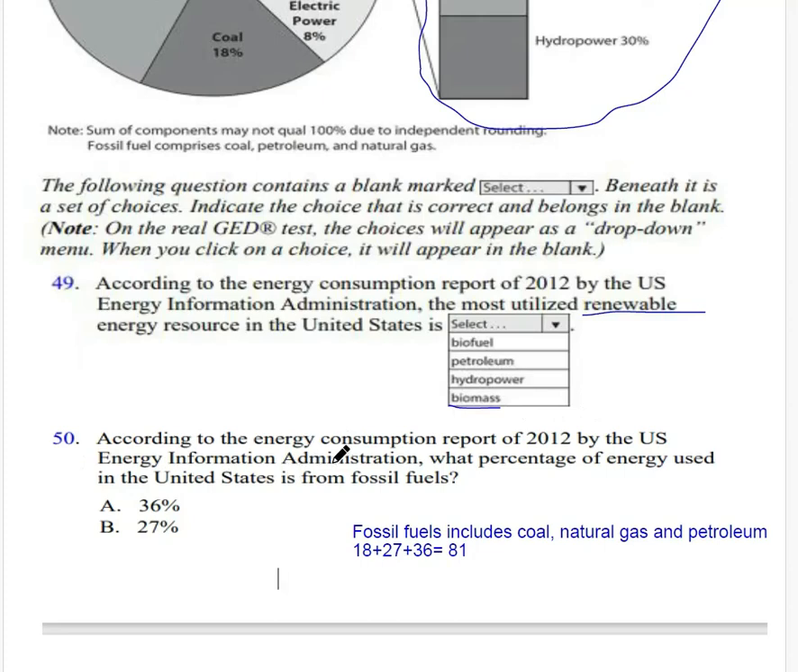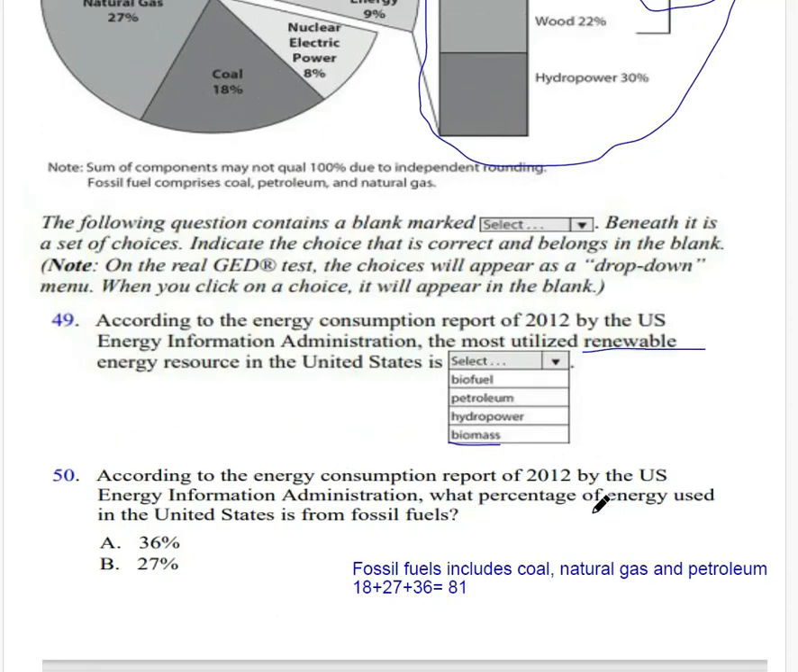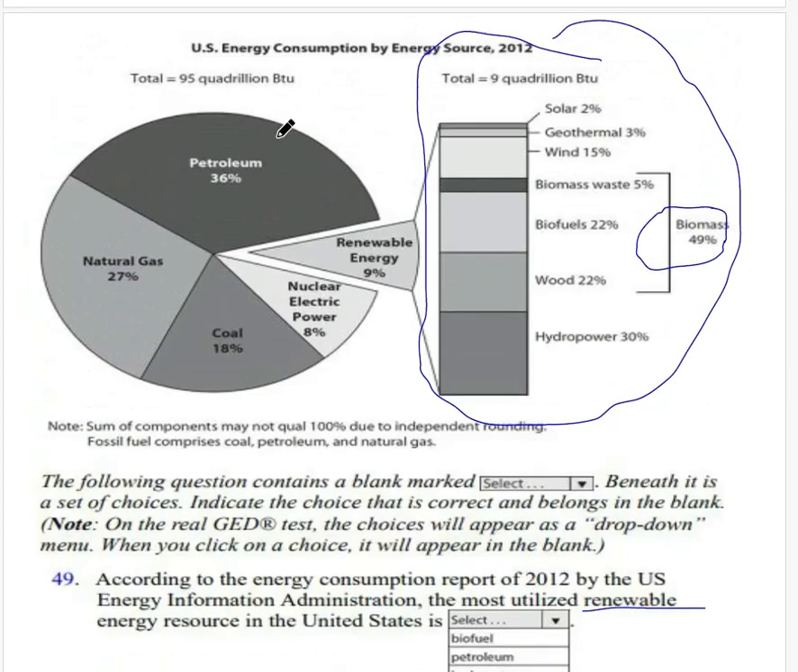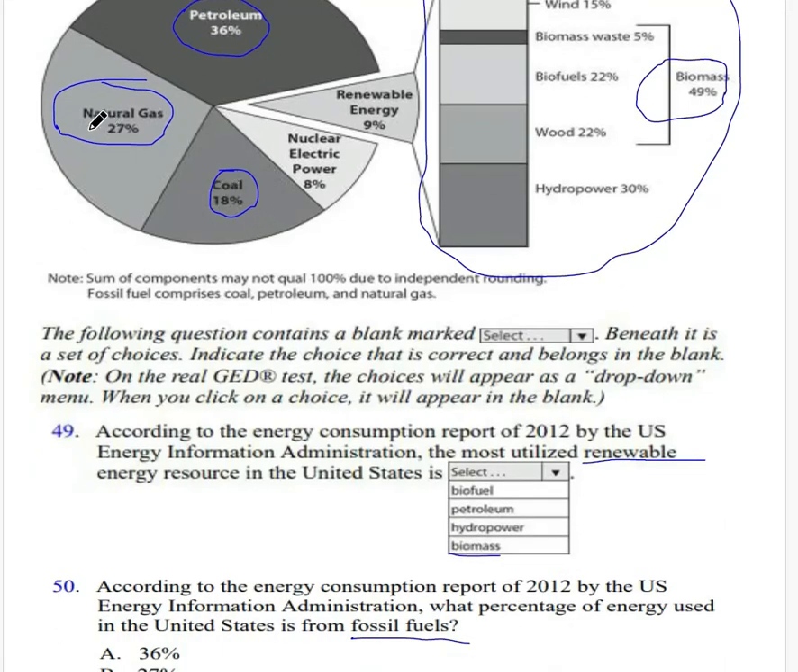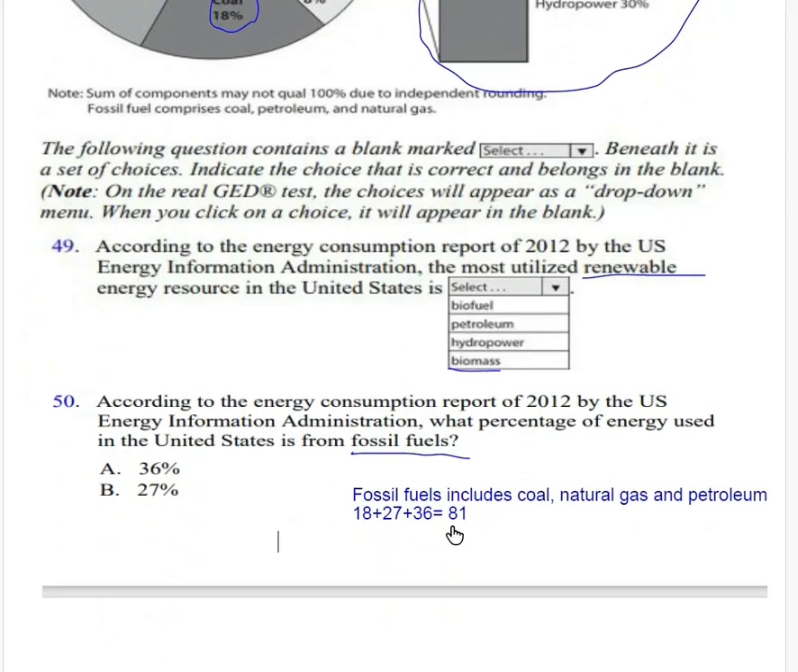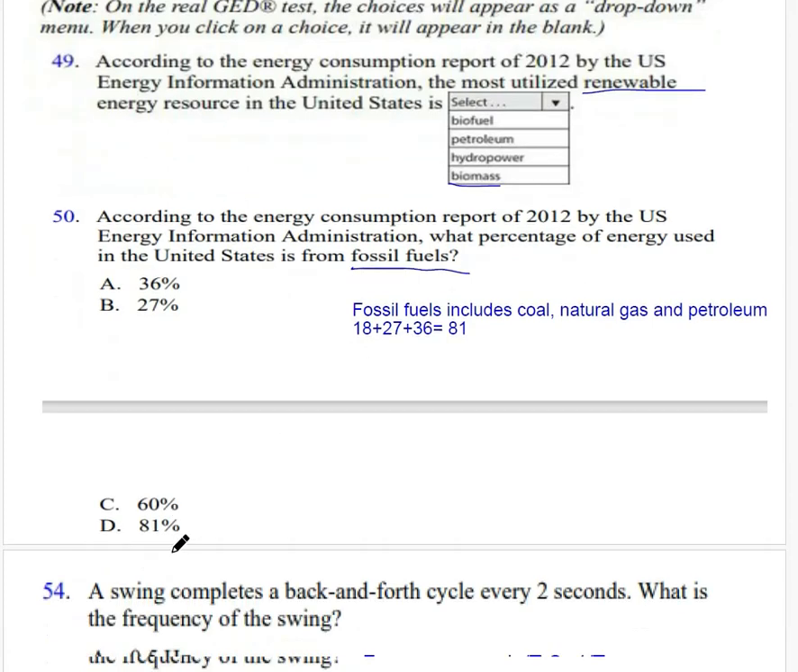Let's have here. According to the Energy Consumption Report of 2012 by the U.S. Energy Information Administration, what percentage of energy used in the United States is from fossil fuels? Fossil fuels are non-renewable energy, and they include coal, natural gas, and petroleum. If we add the coal, the natural gas, and petroleum, 18, 27, and 36, we come up with a total of 81%. So the answer here is the 81%.